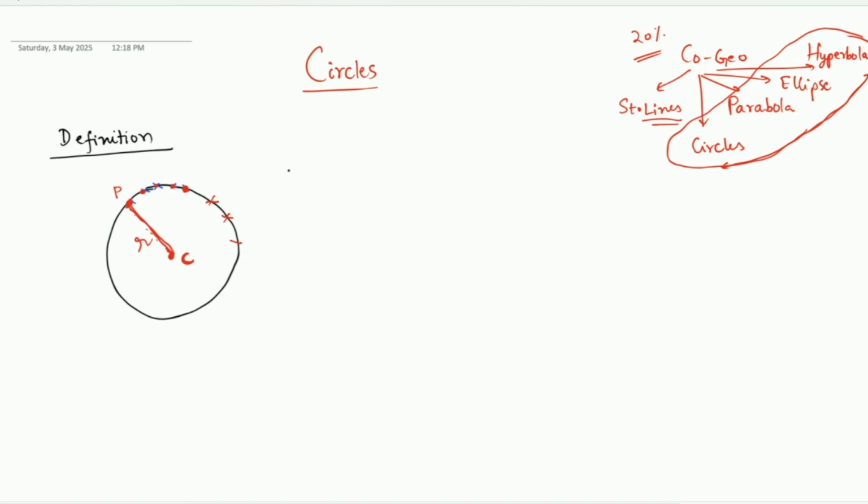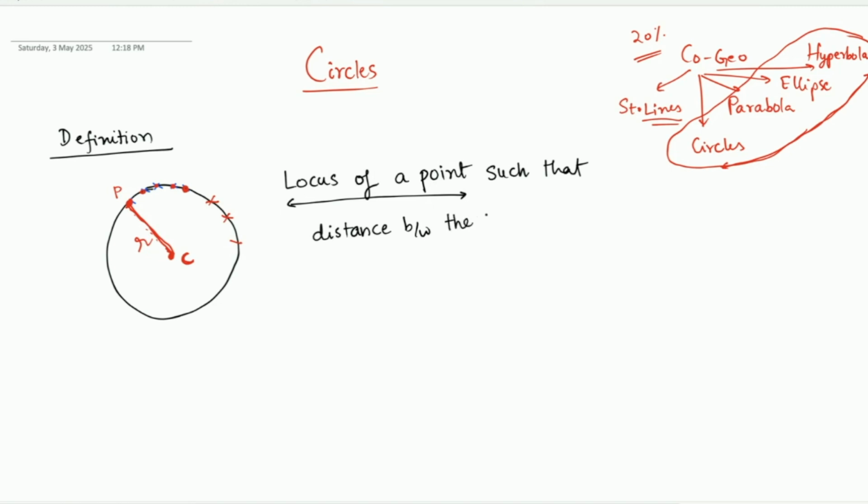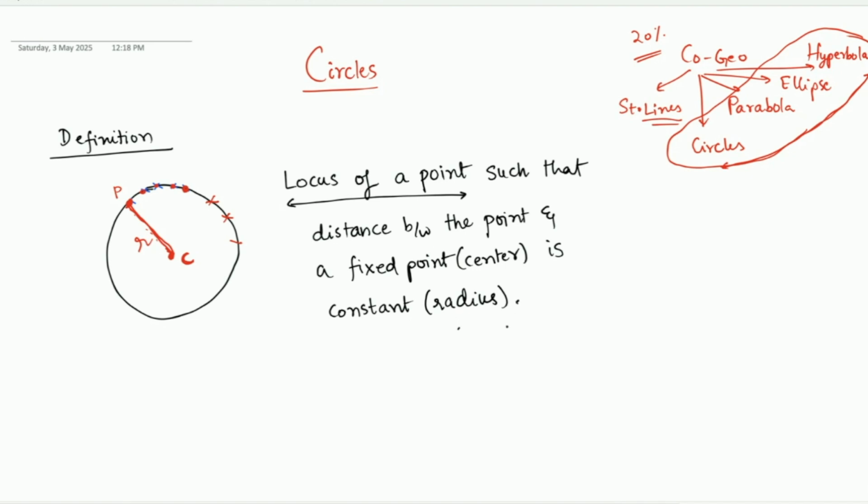So how do we define circle? Circle is nothing but a collection of points. In maths, a collection of points means it is the locus of a point such that the distance between the point and a fixed point, that fixed point I am calling the center of the circle, is constant. That constant we are calling the radius. Okay, and this is the definition.